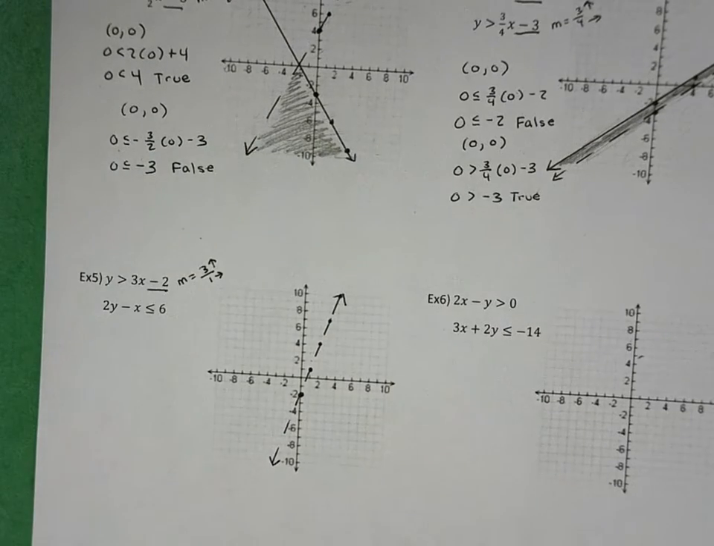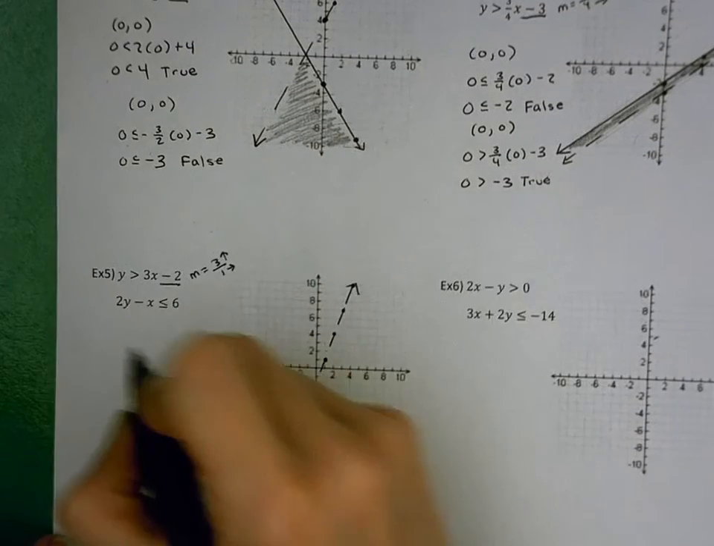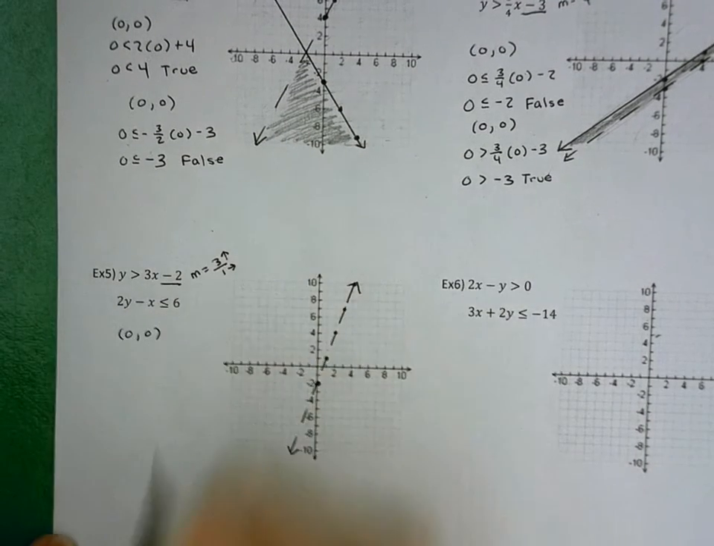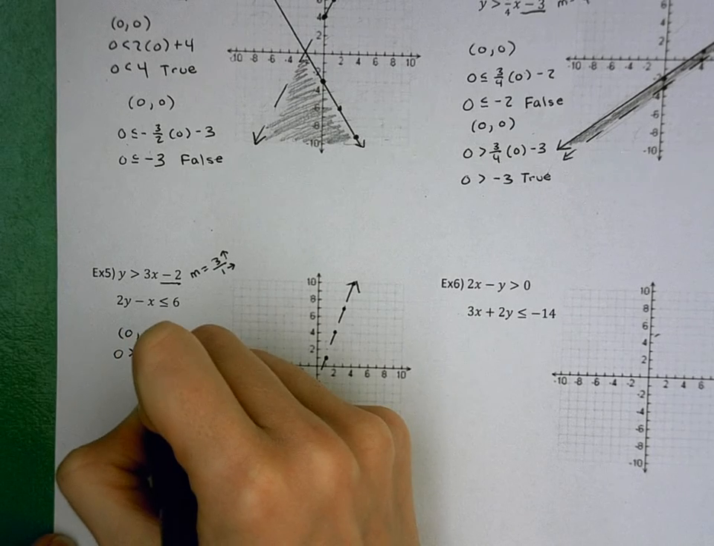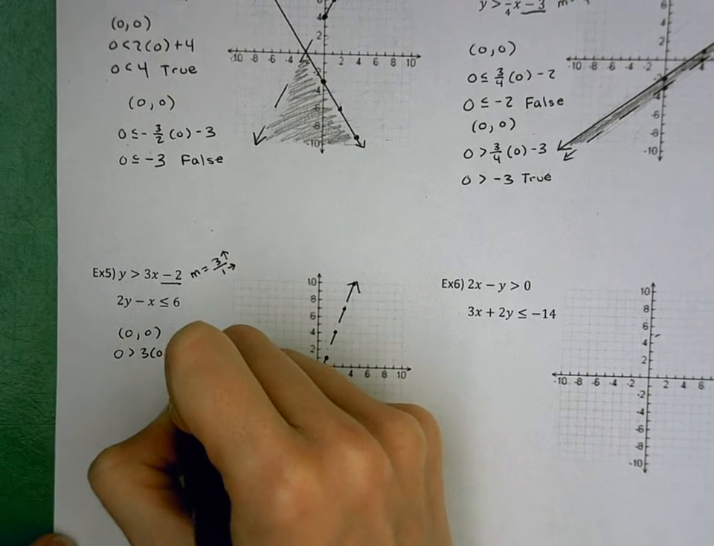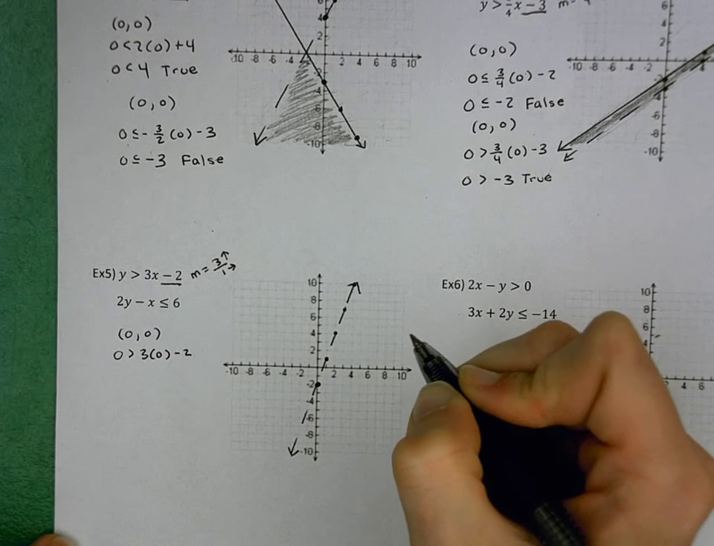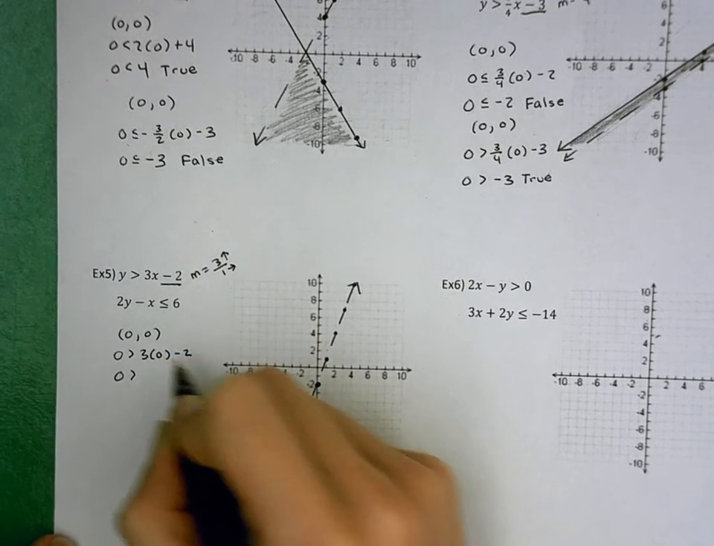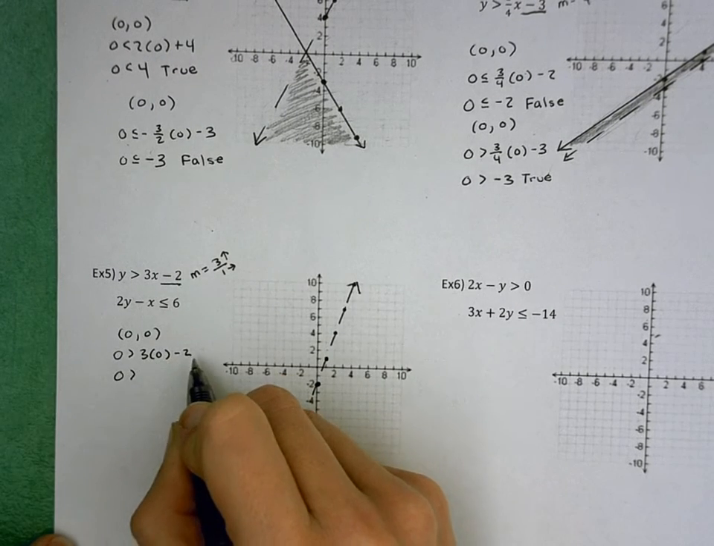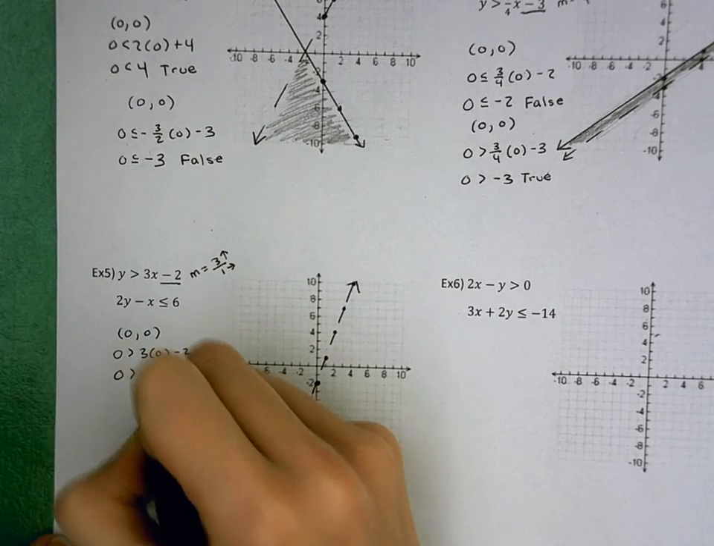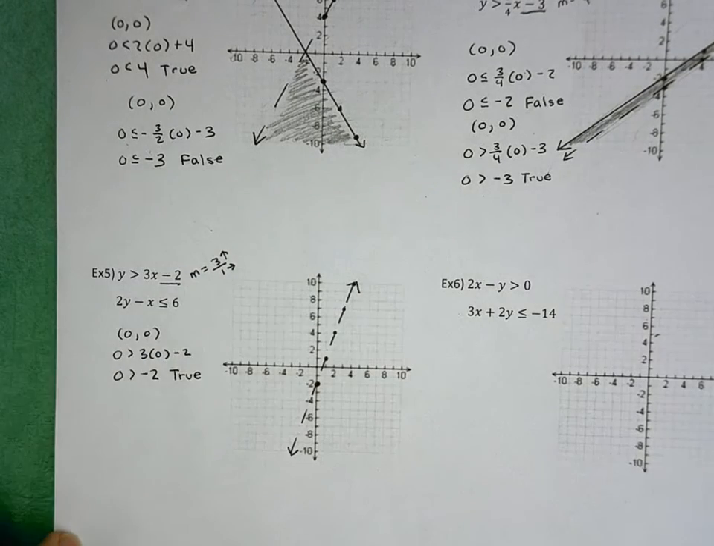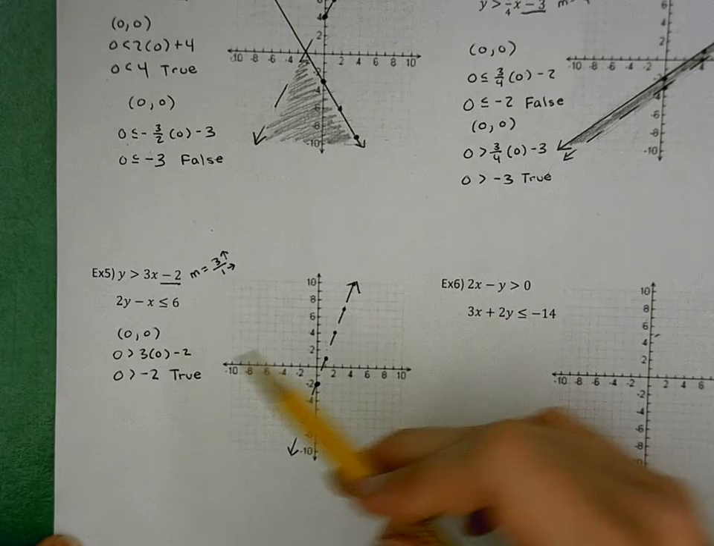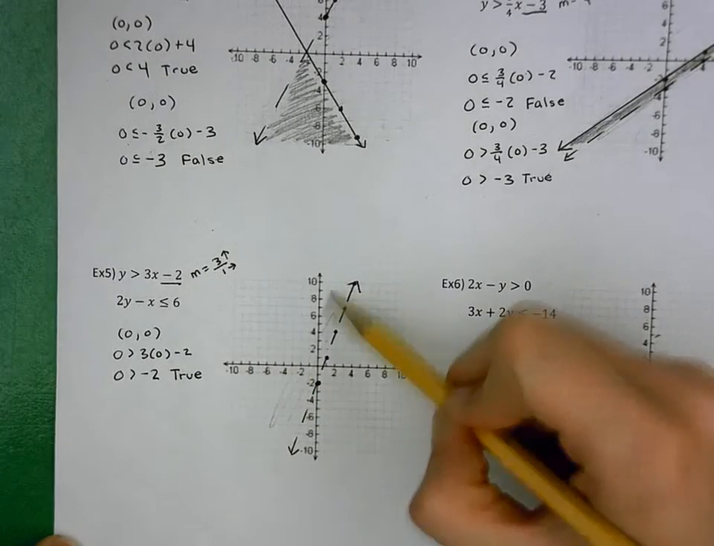Okay, for my test, 0, 0 is not on that line. So I'm going to go ahead and test 0, 0 into that inequality. We get 0 is greater than 3 times 0 minus 2. 3 times 0 is 0, minus 2 is -2. Is 0 greater than -2? It is. And so we're going to shade towards the 0, 0 there. Here's 0, 0, so shade in lightly that side.